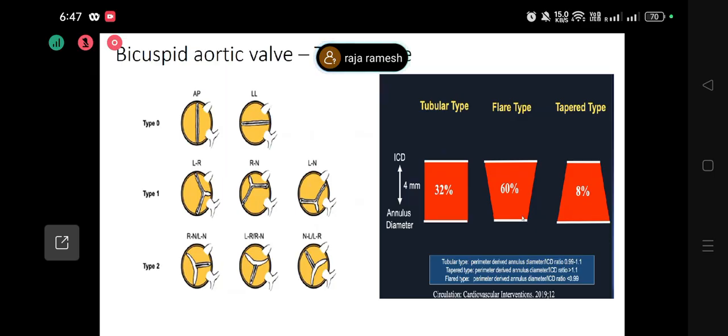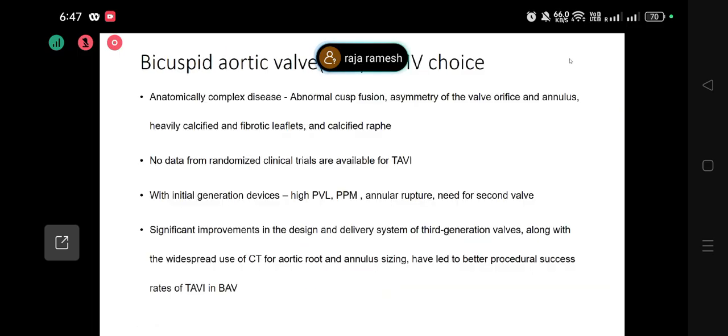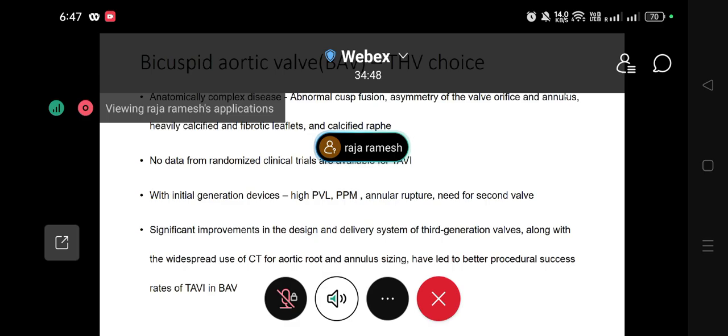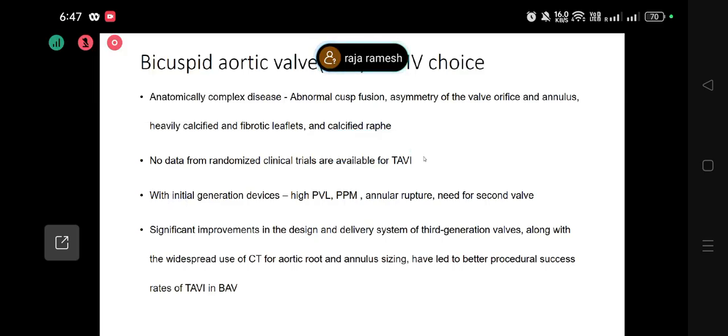Generally, we will size the valve to the annulus. If it is flare or normal rectangle shape or tubular type, sizing to the annulus will be okay. But if it is taper type, we have to use supra-annular sizing. Because of the anatomical complexity, with abnormal cusp fusion, asymmetry of the valve orifice, and heavily calcified raphe, transcatheter heart valve deployment in bicuspid valves can be challenging.